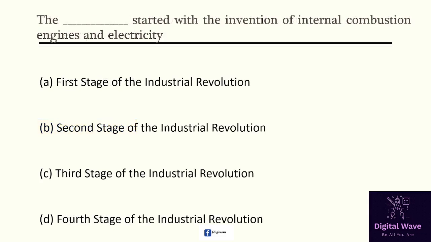Next question is the started with the invention of internal combustion engine and electricity. Option A is first stage of the industrial revolution. Option B is second stage of the industrial revolution. Option C is third stage of the industrial revolution, and option D is fourth stage of the industrial revolution. So right answer will be second stage of the industrial revolution.